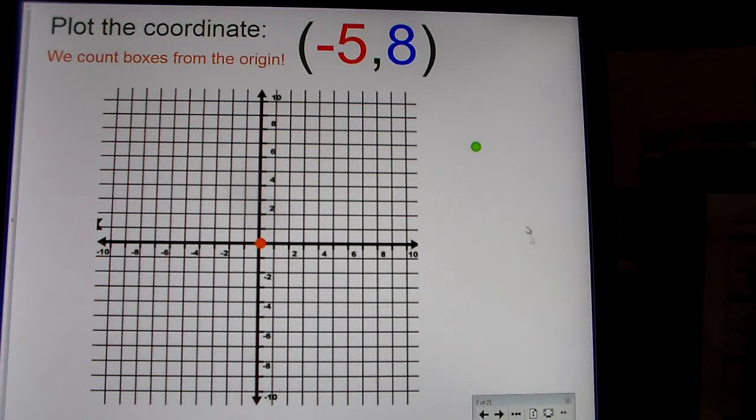Let's do another. Let's plot the point -5, 8. So we go from the origin, 5 to the left, 1, 2, 3, 4, 5 to the left, 8 up. 1, 2, 3, 4, 5, 6, 7, 8. So that's my coordinate -5, 8.